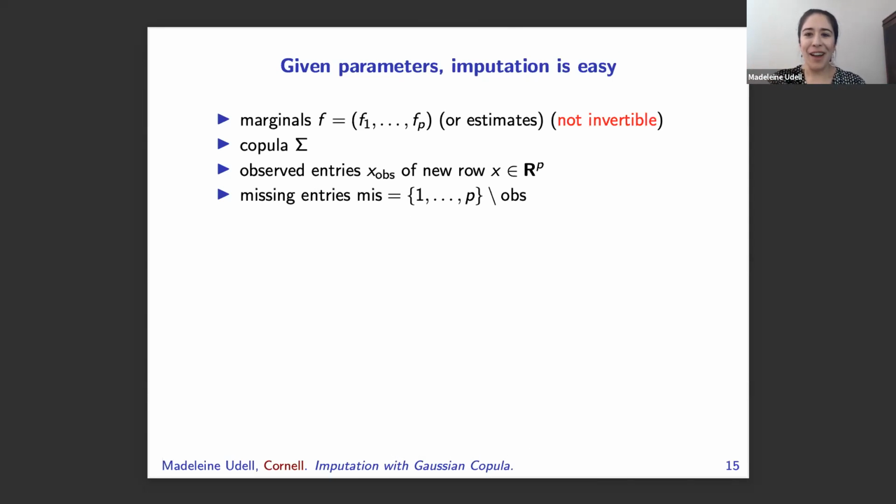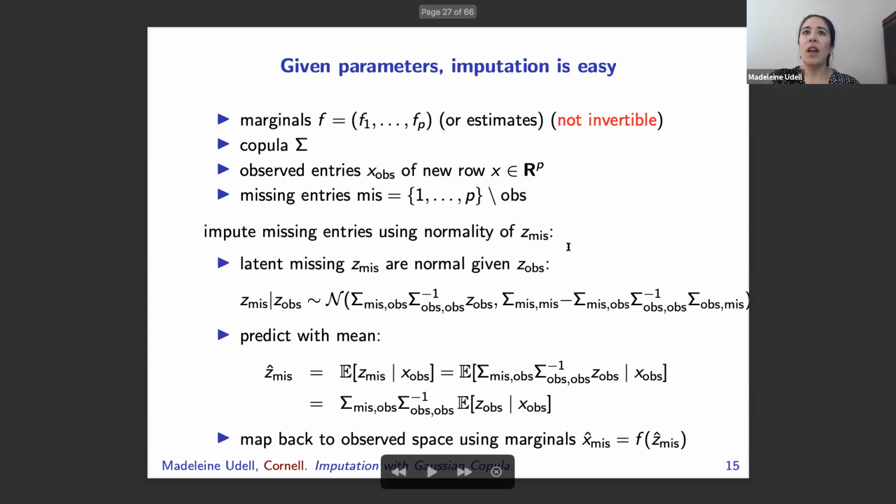So if I've got this, how do I impute missing entries? Now my F's are not invertible. I have the observed entries for a new row, x obs, and the missing entries, the complement. Once again, I'm going to impute the missing entries using the normality of the missing data. If I knew z obs, if I had a point estimate for that, then I would still use normality, just like in the previous slide. But I don't. Instead, what I'm going to do is take the expectation given x observed.